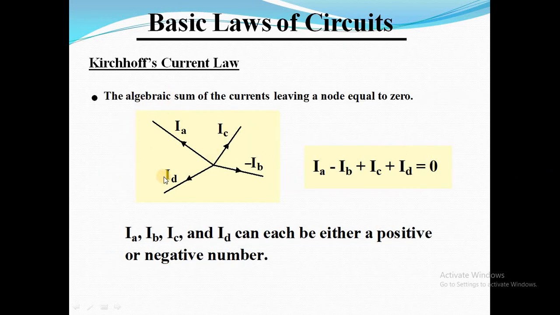Now take this example. How can we write the equation? Where is IA? IA is outgoing. The majority are all outgoing. So we have to take IA minus IB plus IC plus ID is equal to 0.